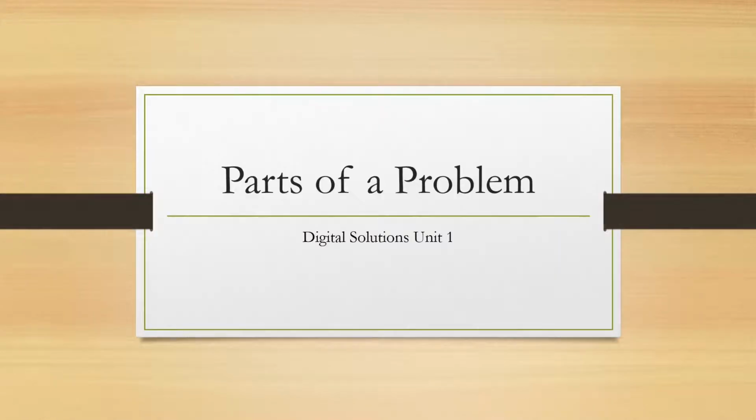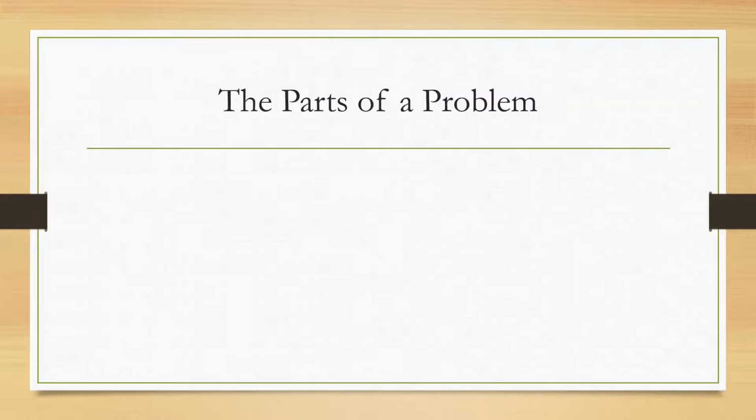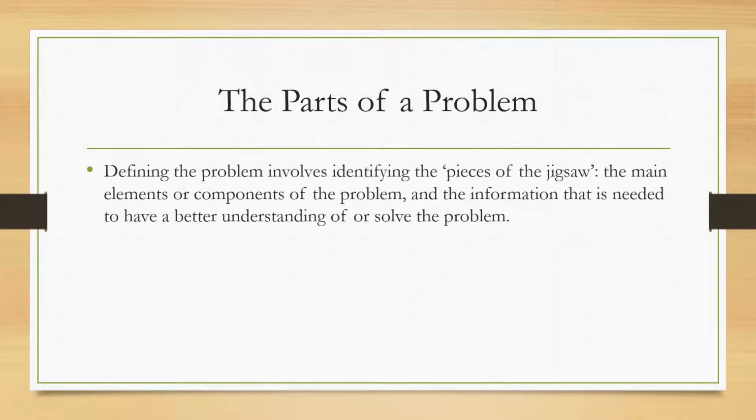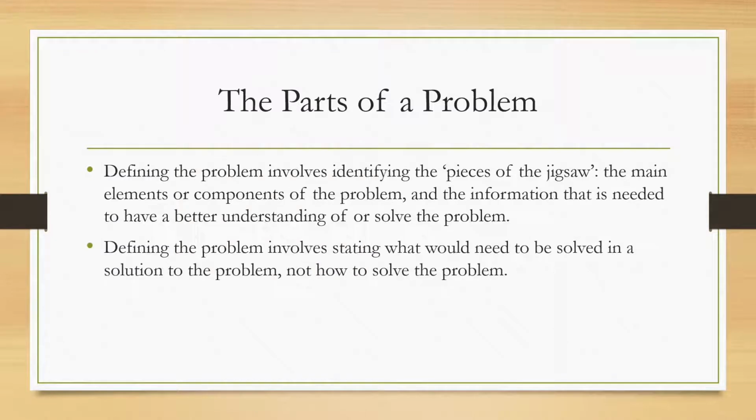So before we begin, we need to define the parts of a problem. When we define the problem, we need to identify the pieces of the jigsaw, the main elements or components of the problem, and also the information that is needed to have a better understanding of and eventually solve that problem. So this involves stating what would need to be solved in the solution of the problem, but it's not saying how to solve it. We're not saying the solution will have this, the solution will have that. We're going to talk in generalities.